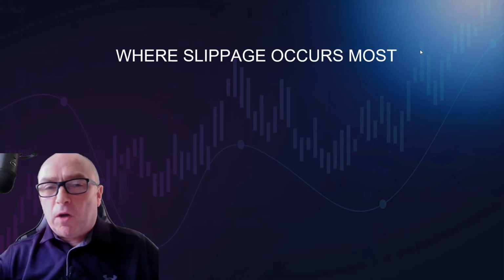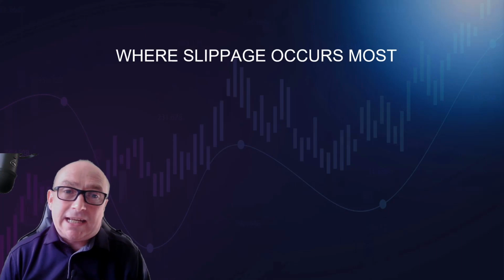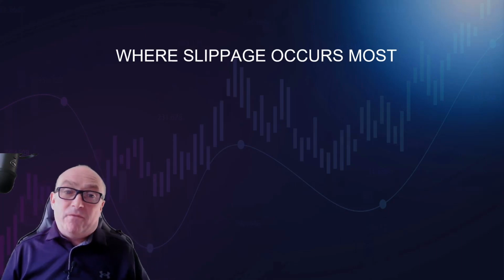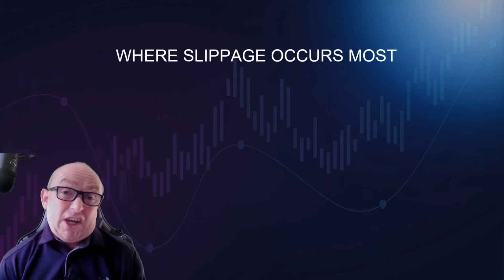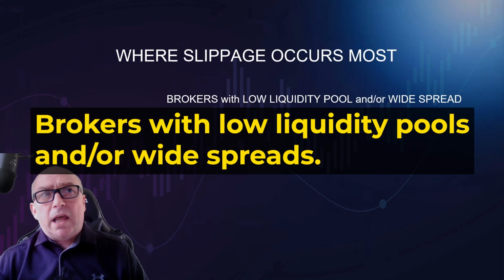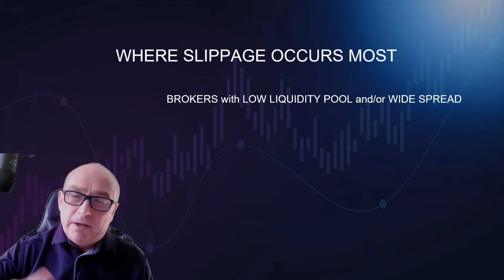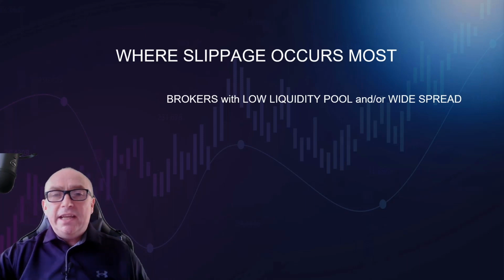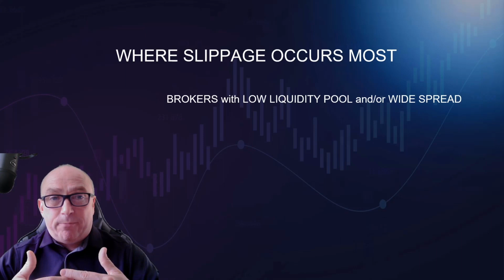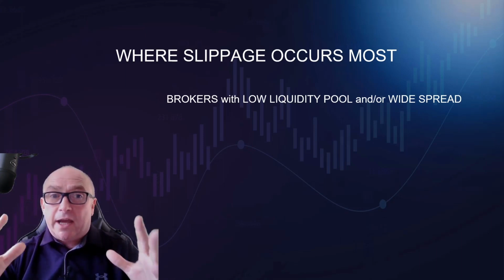Okay, so let's finally just talk about where slippage occurs most. If you understand where slippage occurs most, then you're going to be better equipped to avoid slippage as much as possible. Okay, so first up, slippage with a low liquidity pool and or wide spreads. Remember, a lot of traders blame their broker. You need to make sure that your broker has access to a large liquidity pool, because a large liquidity pool will basically reduce the size of the spread.